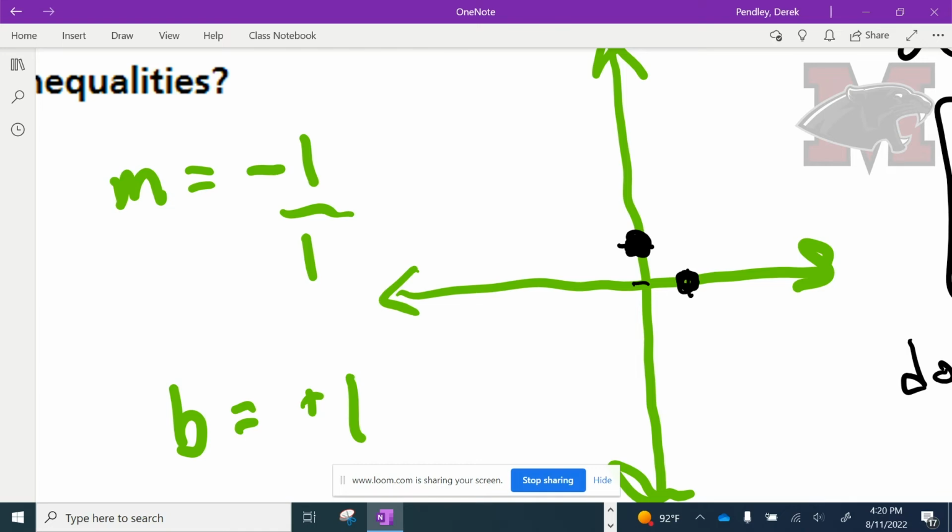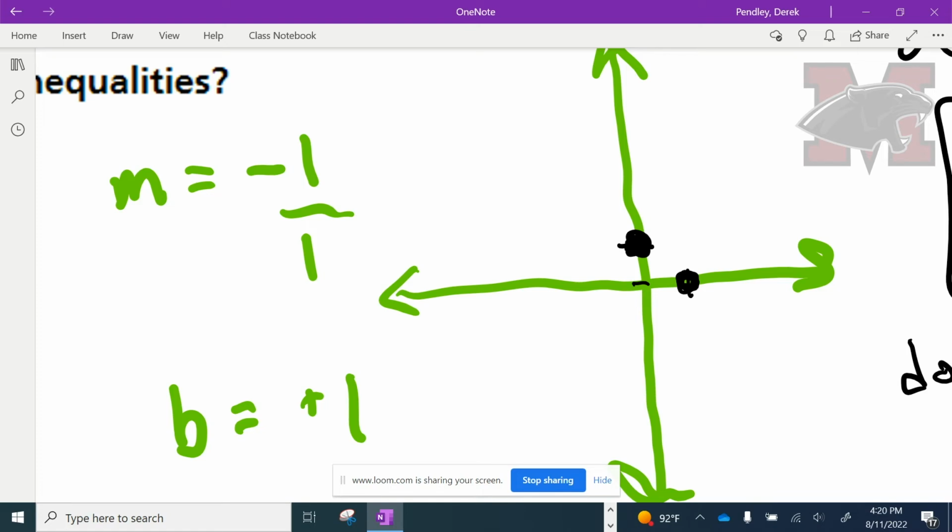Now remember, this is an inequality, not an equation, so I need to double check. Does it include an equals or it doesn't? And so I get a dotted line. Remember, refer back to your notes. Greater than or equal to, less than or equal to, they get a solid line because they include the line. And then less than and greater than does not include the line, so they get a dotted line.